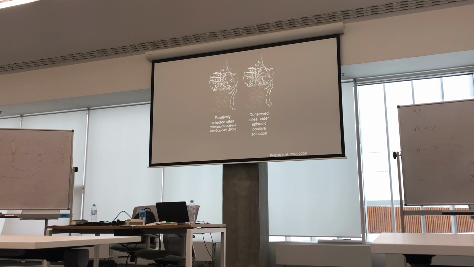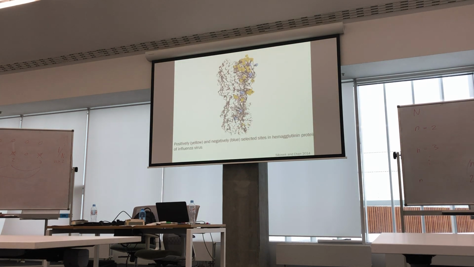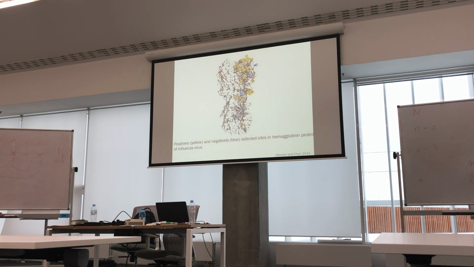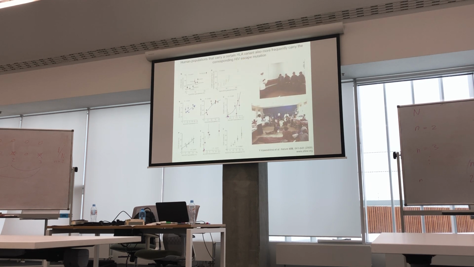You may want to design drugs targeting, so this is the envelope protein of HIV, and this is the surface hemagglutinin protein of influenza. Here you might want to target the blue negatively selected sites, but not the yellow positively selected ones.